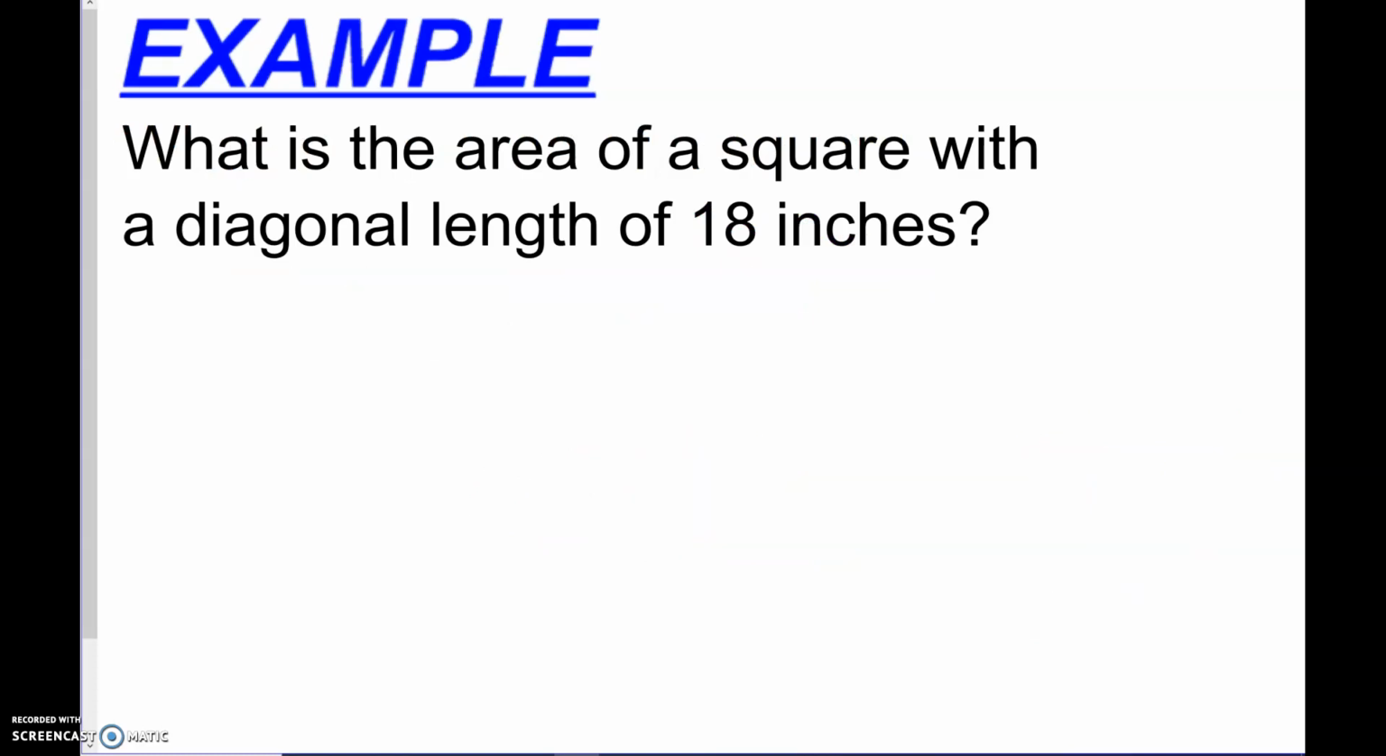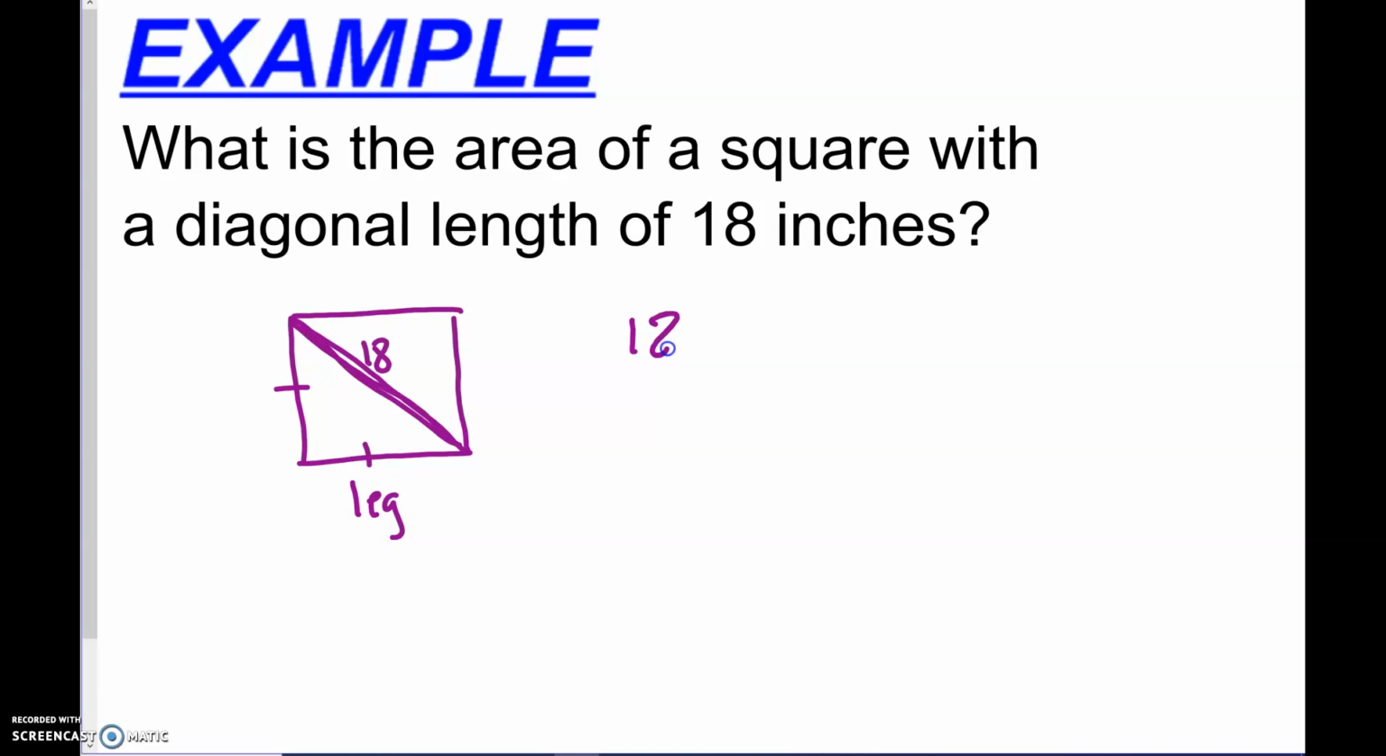All right, what is the area of a square with the diagonal? Okay, so we have a square, so we know that all the lengths of the sides are going to be the same. And we know that this diagonal is 18. So now this is the hypotenuse. What is the length of one leg going to be?